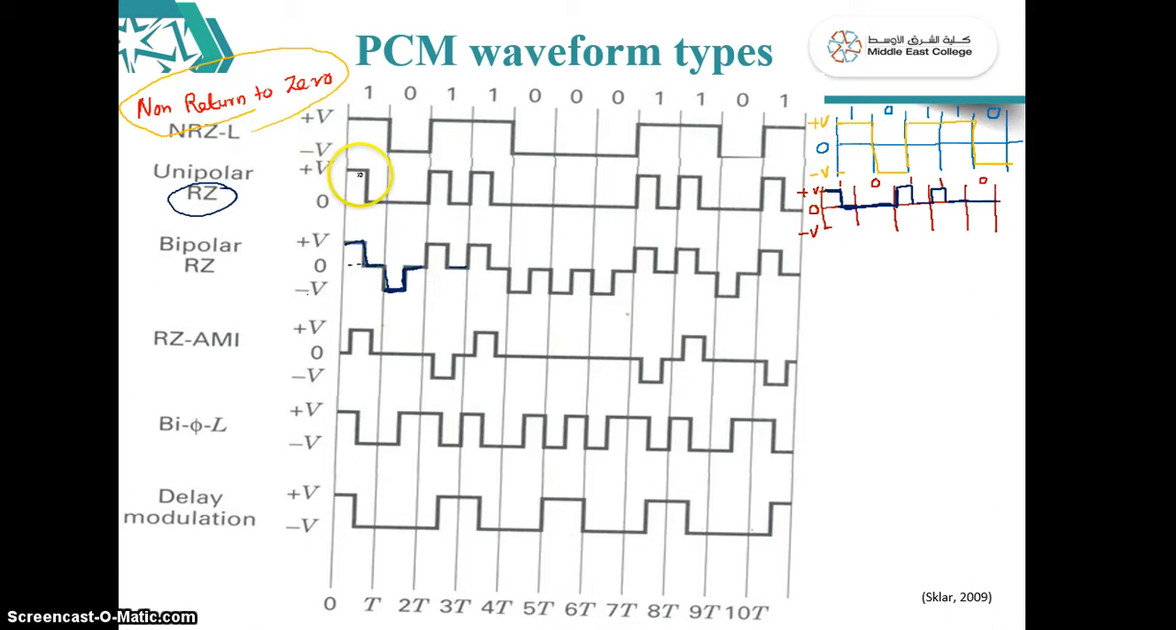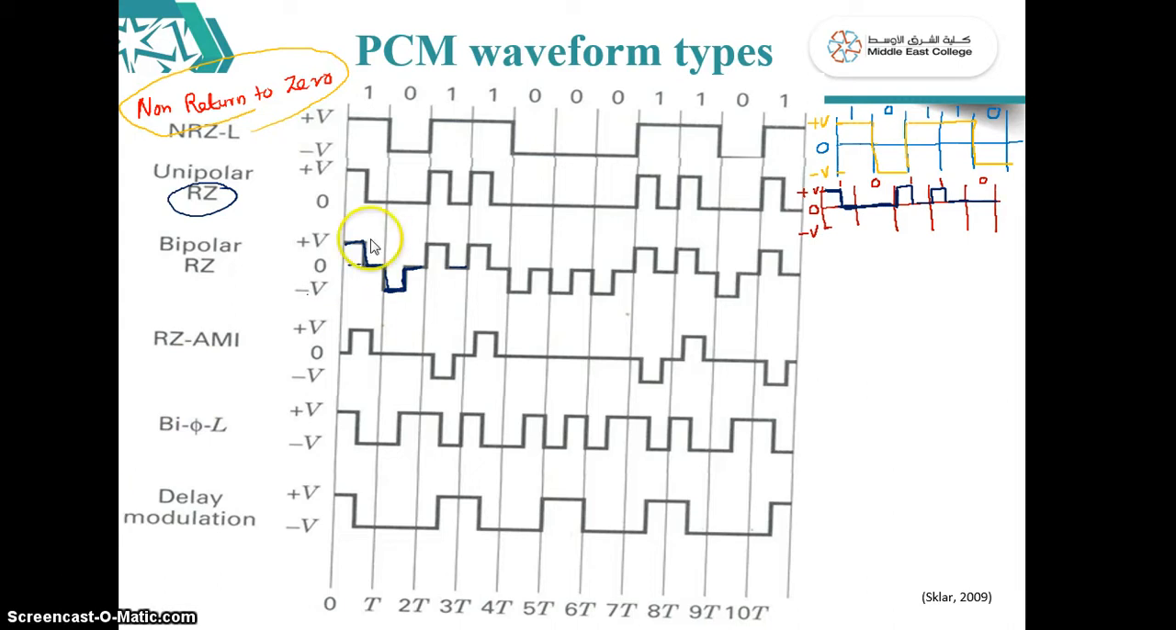So in unipolar return to 0, a 1 is represented by a half bit wide pulse and a 0 by the absence of a pulse. Bipolar return to 0 is represented by a 1 as a half bit pulse with the plus V voltage level, and a 0 as a half bit pulse with the voltage level of minus V. So that is bipolar return to 0.